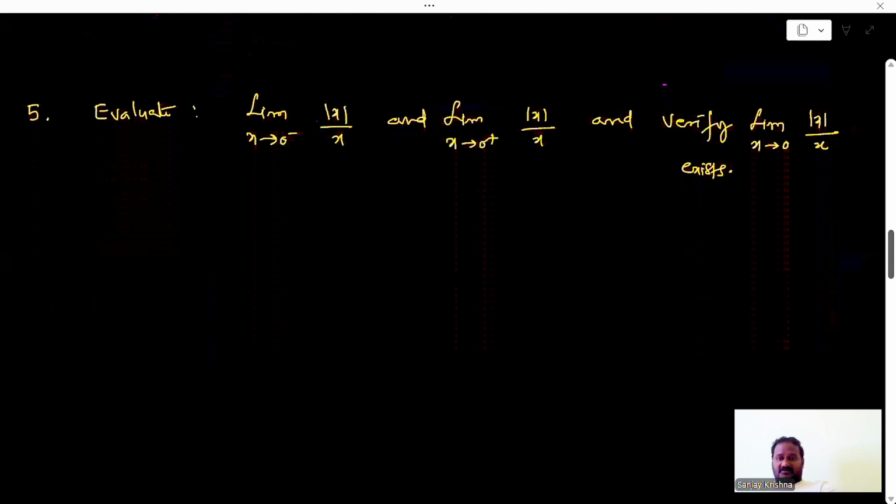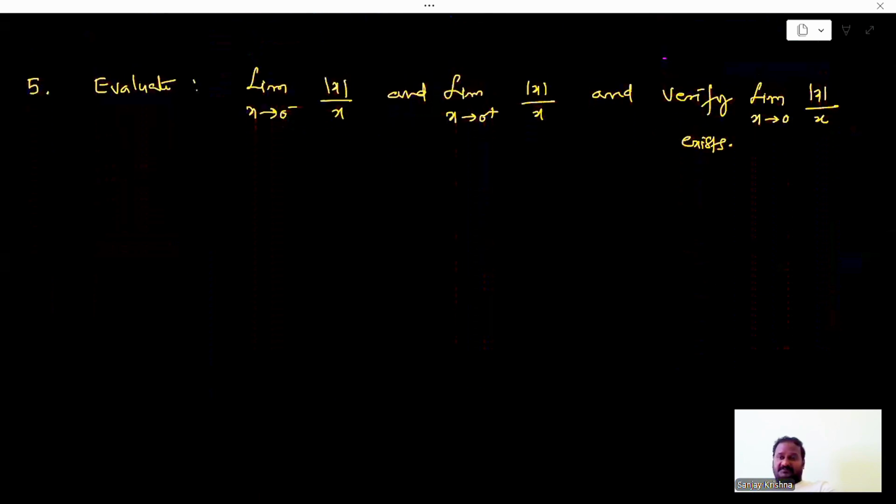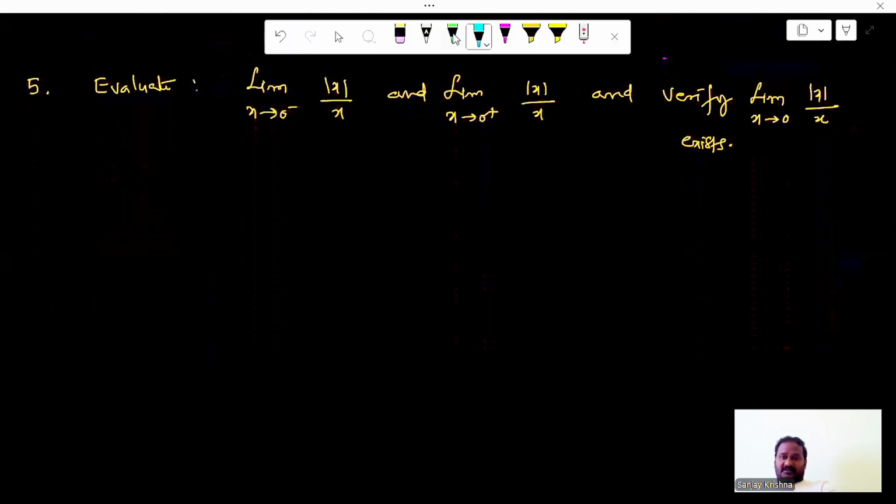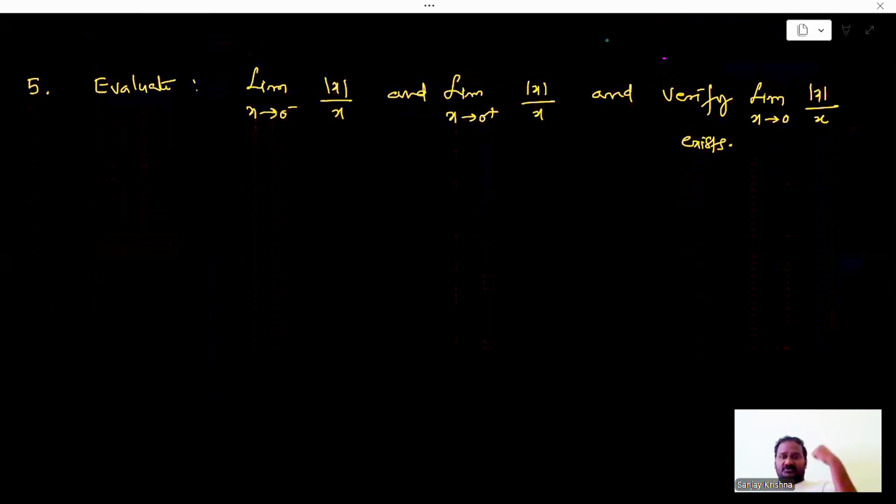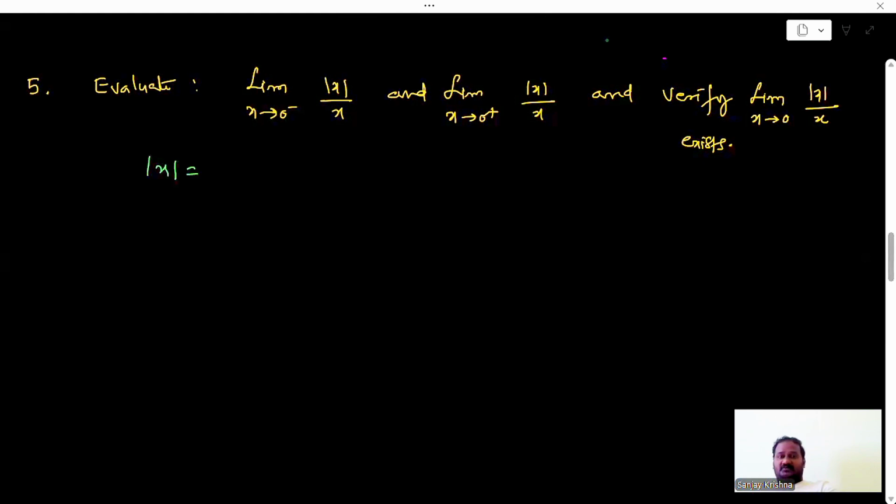So coming to the next problem, see, this is one of the most important problems, where the problem given here is limit x tends to 0 minus modulus of x divided by x, and limit x tends to 0 plus modulus of x divided by x, and verify whether limit x tends to 0 f of x exists or not. It is very easy when you know the definition of modulus of x. See, modulus of x is equal to positive x when x greater than or equal to 0. Similarly, it is equal to negative x when x less than 0.